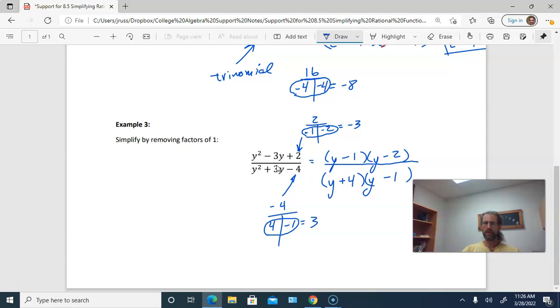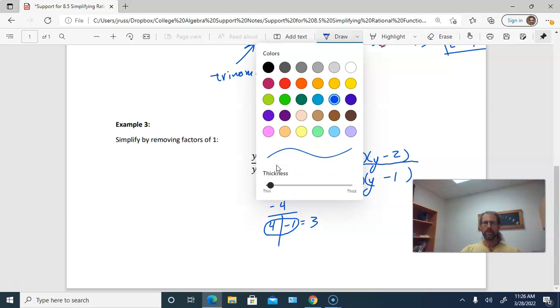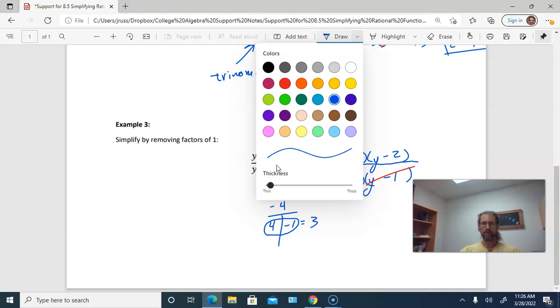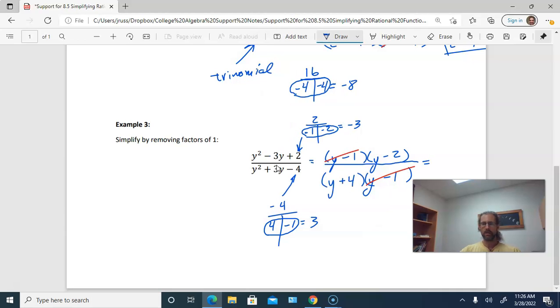And so I've got everything factored, so do we see any common factors? And they don't necessarily have to be one right on top of the other one. As long as there's one in the numerator somewhere and another factor in the denominator somewhere, we can divide them out. And we actually do have a pair of binomial factors, those y minus 1s. We can divide out, and so that's going to leave us with y minus 2 over y plus 4. Okay.